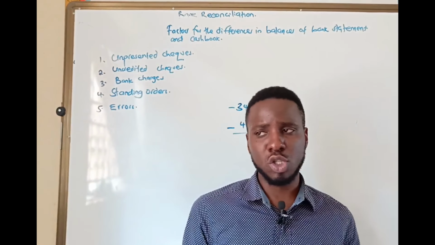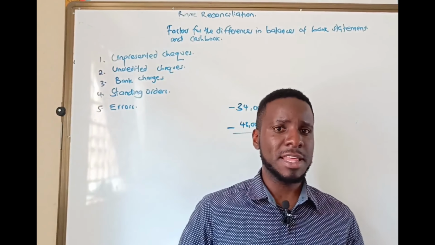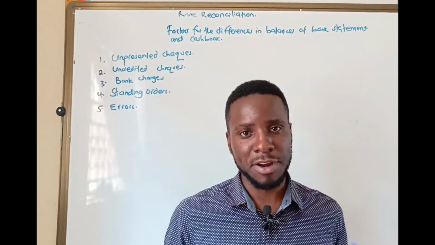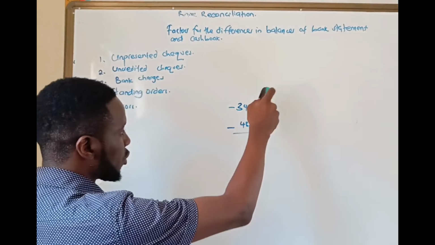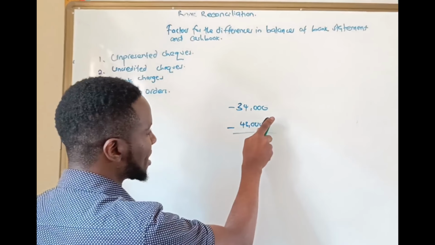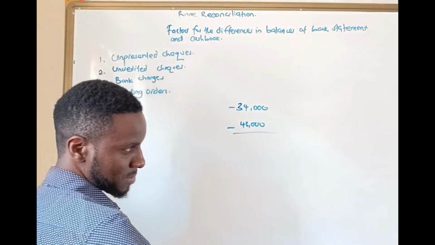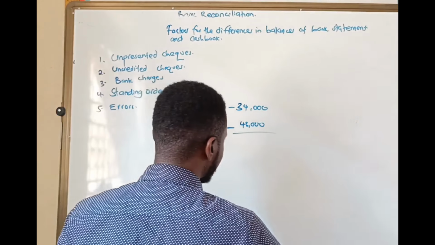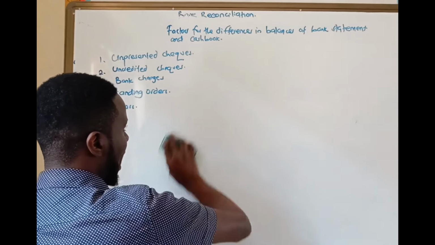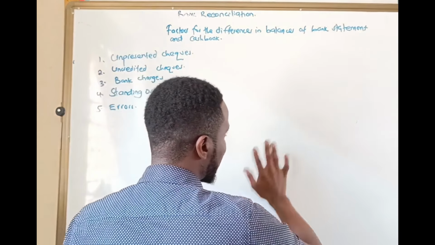So we have close to, let me say, two errors. There is an overcast and an undercast. For example, if you're supposed to record this amount of money and you record this, that means you have actually recorded an overcast. So how do we correct an overcast? I'll show you when I'm showing the format.